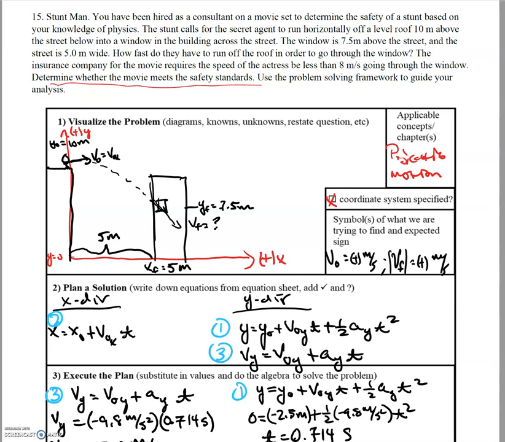So got the problem set up here. The person is traveling at a horizontal, running along a flat roof. So the velocity is going to be entirely in the x direction. So we know that if the initial velocity is entirely in the x direction, the initial velocity in the y direction is going to be 0.